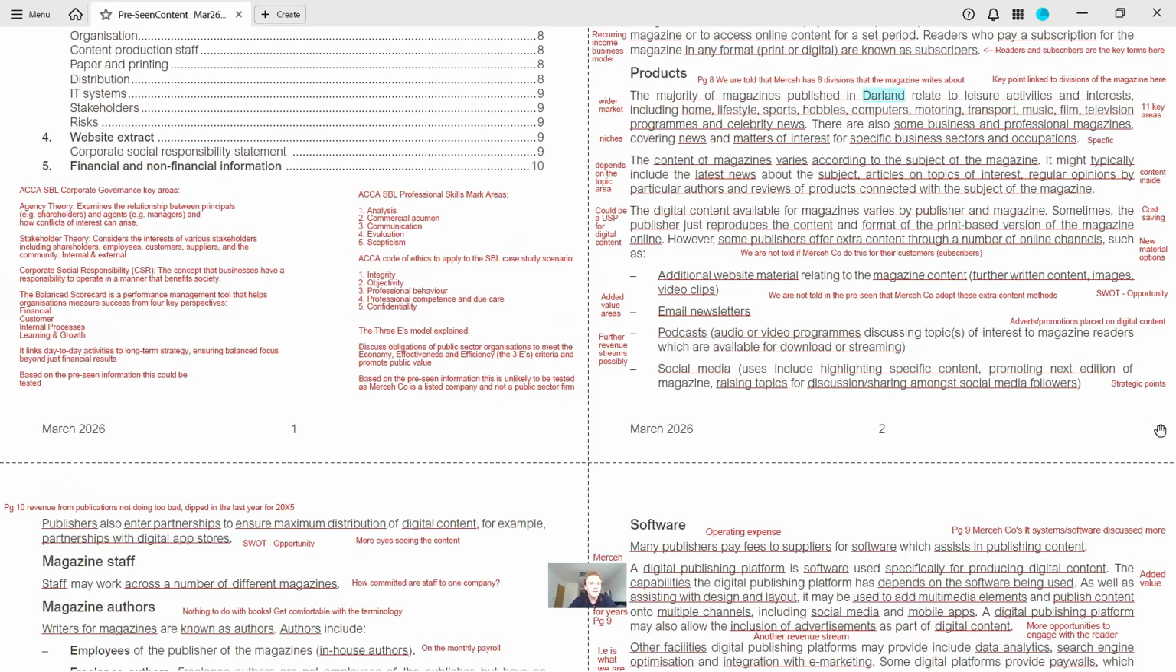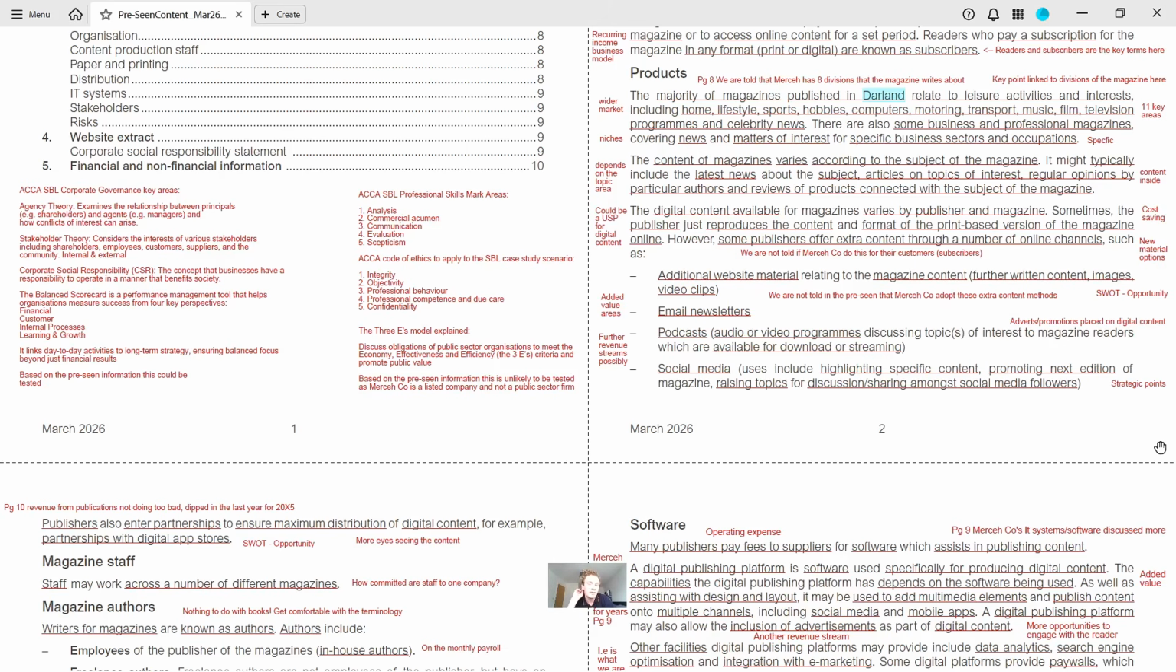Coming down to some of the other areas on my page 1 now, in terms of the SBL corporate governance and key areas. I think agency theory is definitely one you should be revising as to what the shareholders want versus the agents, who are the directors who manage the organisation on a day-to-day basis. Have a look at the board of directors in the pre-seen materials, definitely get that down.